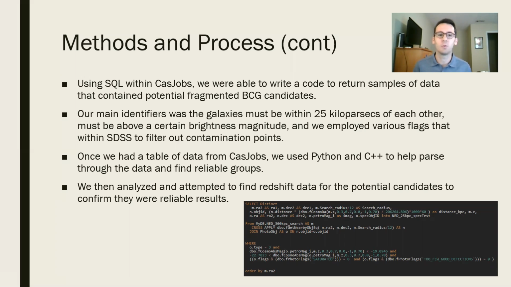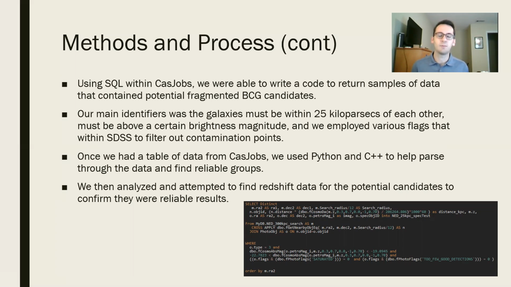This is going a bit more in depth into it. Using SQL in CasJobs, we were able to parse through the data by cross-referencing data from SDSS and NED. The parameters that we used were typically that the galaxies had to be within 25 kiloparsecs of each other, which is big, but still relatively close together in the grand scheme of things. We also said that they had to be within a certain brightness magnitude, and we used various flags within SDSS to filter out contamination points, as we ran into a lot of problems with that.